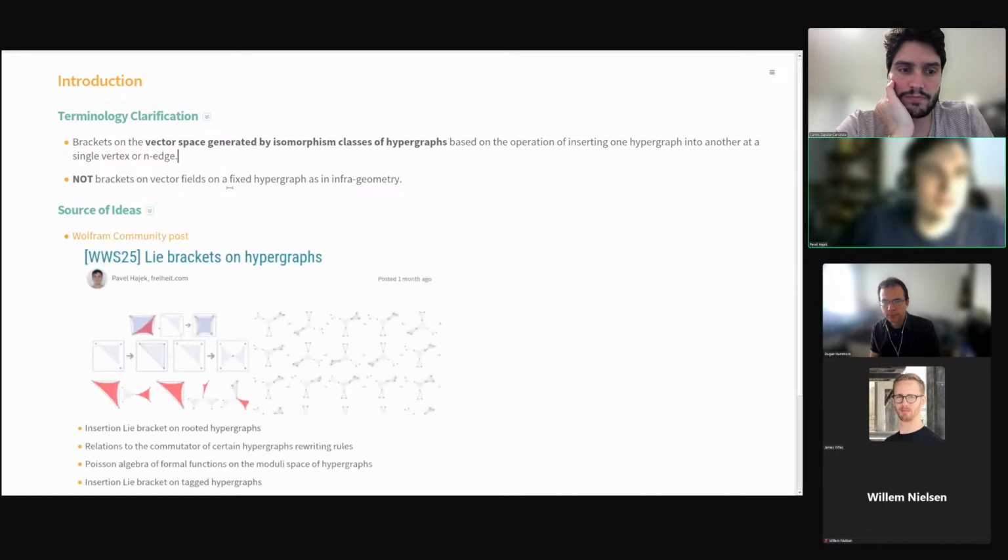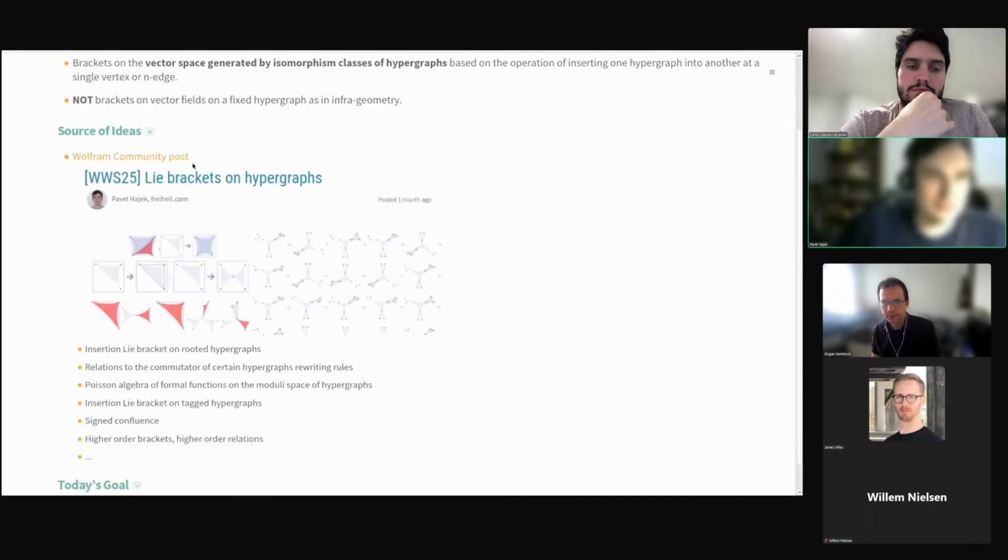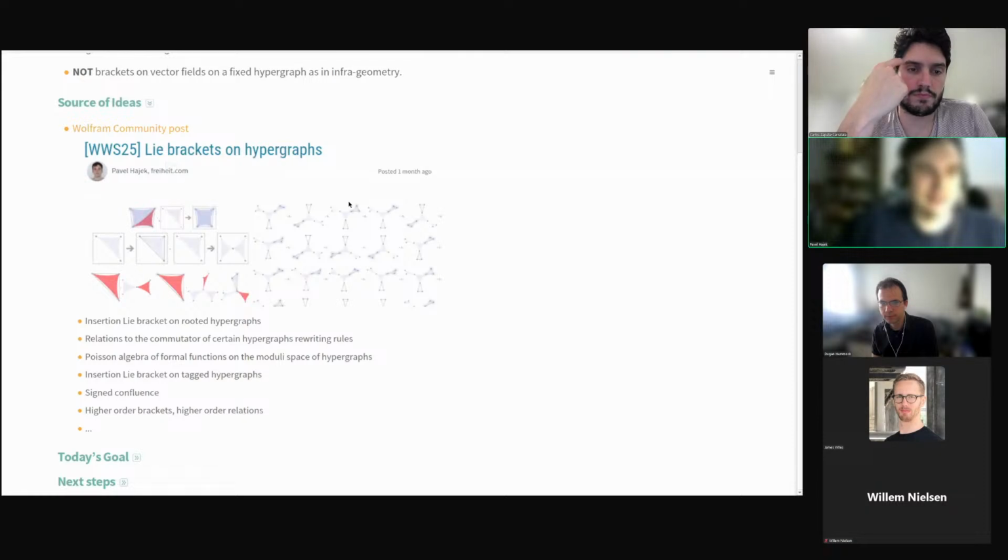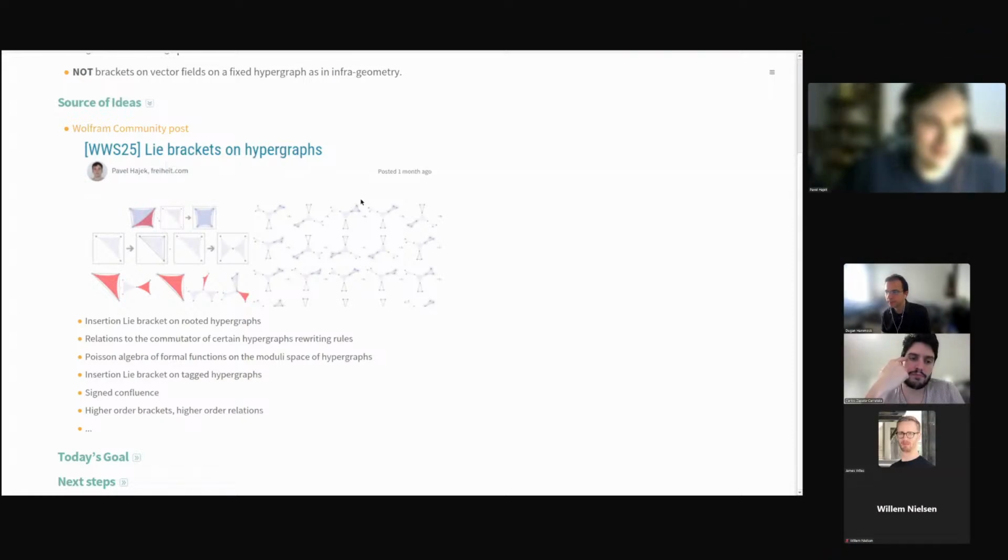Now, the source of the ideas is basically my Wolfram community post based on my work for the Wolfram Winter School 2025. And there I think I introduced a lot of ideas, not everything very precise, but anyway, if you want to see an overview of all the ideas which I got during the 2 weeks, you can have a look at that.